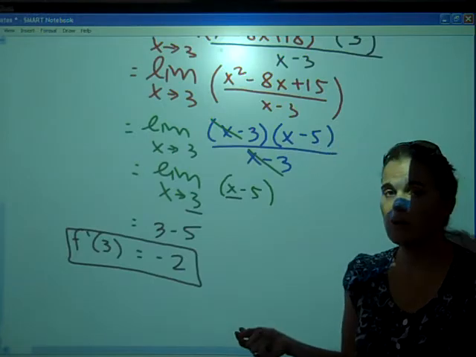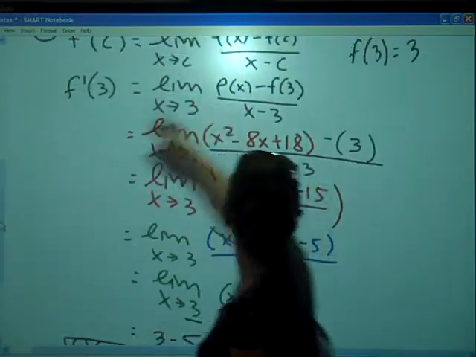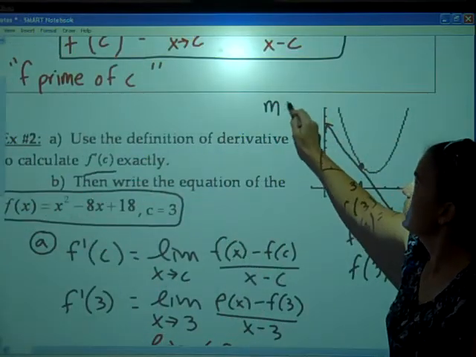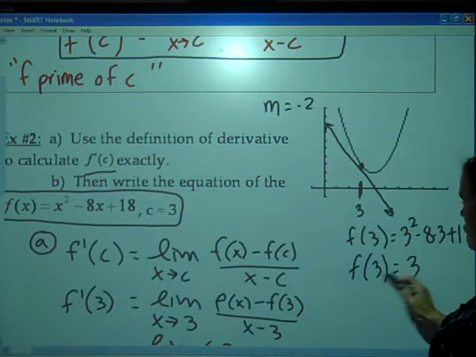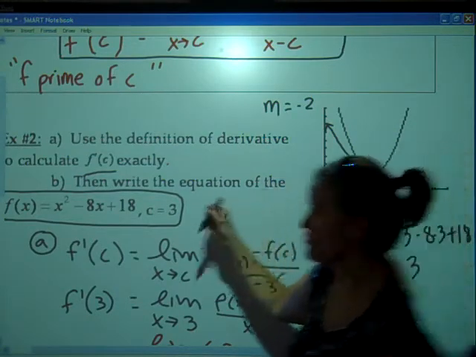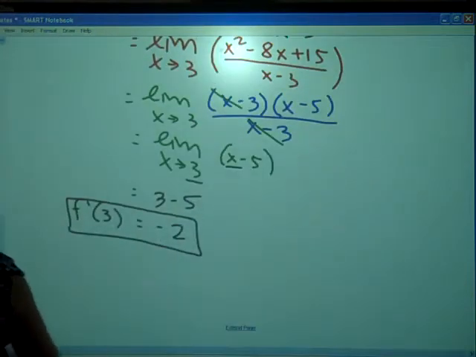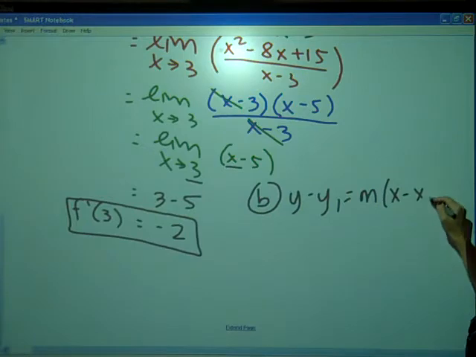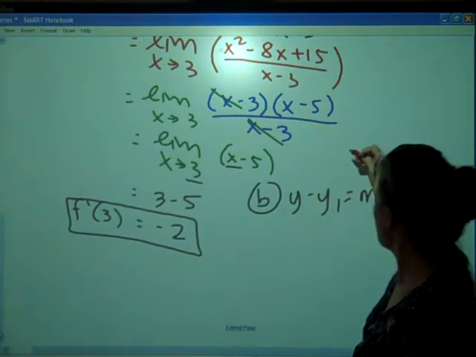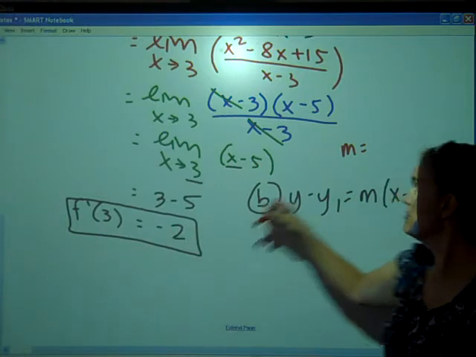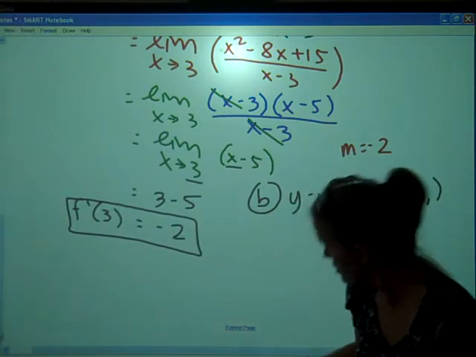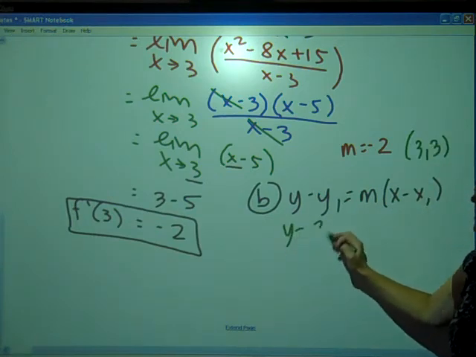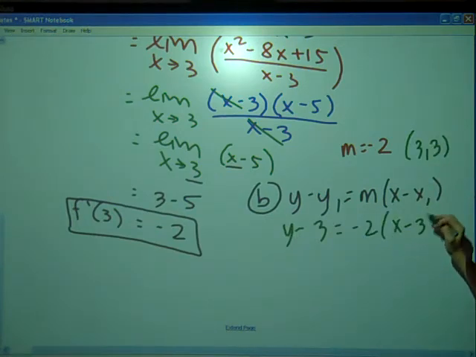And for part B, we want to write the equation of that tangent line. So if I now know that the slope of this line was negative 2, okay, and I know that it was going through the point 3, 3, I can jump right into my equation of the tangent line. So, part B, I'm going to say y minus y1 equals m times x minus x1. And we've just figured out that our slope was negative 2. And our point that it went through was 3, 3. So y minus 3 equals negative 2 times x minus 3.